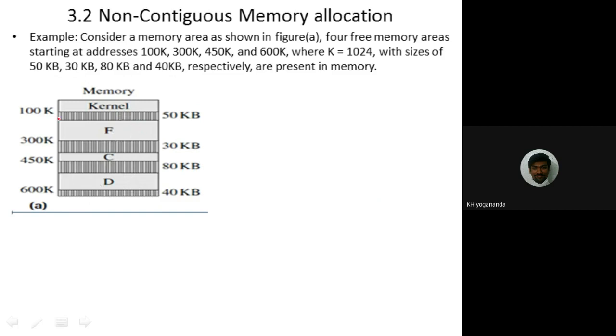This is the free memory area. Its address is 100k and its size is 50 kb. This is the second free memory area, its address is 300k and its size is 30 kb. The third free memory area starts at 450k, and its size is 80 kb. This is the last, fourth free memory area. Its address is 600k, its size is 40 kb. Hope you all got it. Size means, by default, the container space, how much it can hold.